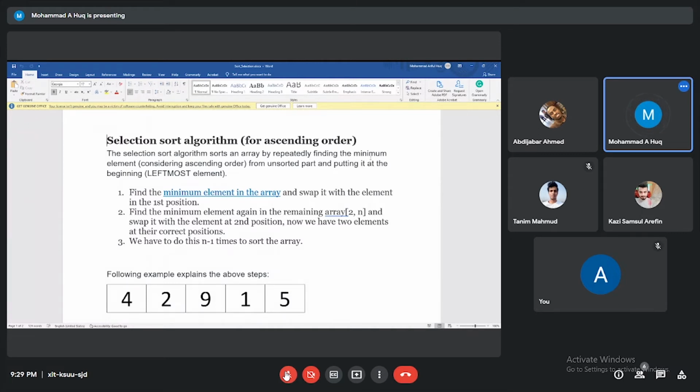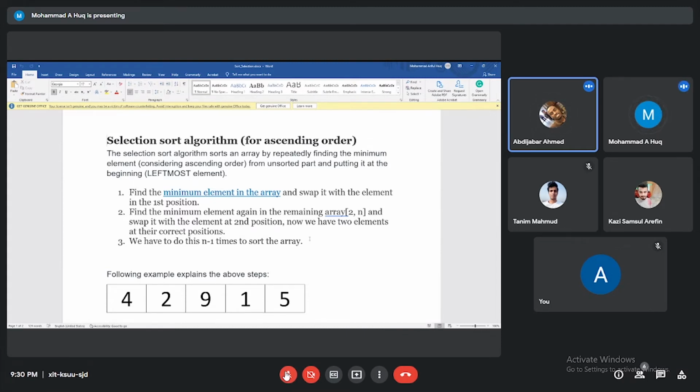Anas, right? Just read the 3 steps. Disaber, can you just read it? Read the three steps. First one, find the minimum element of the array and swap it with the element in the first position.